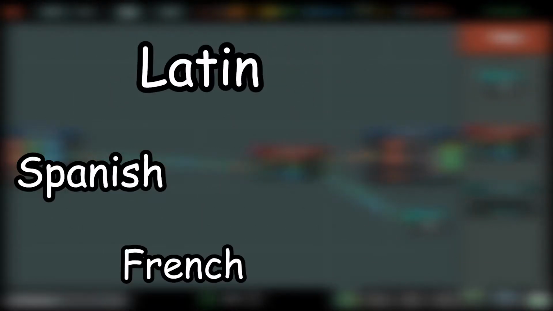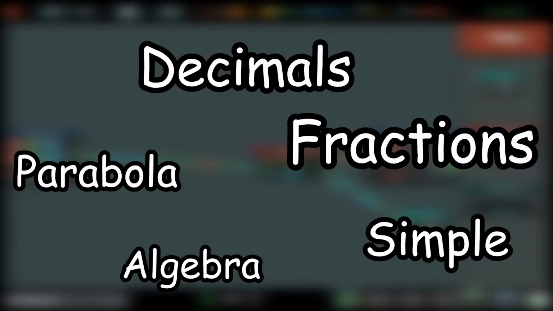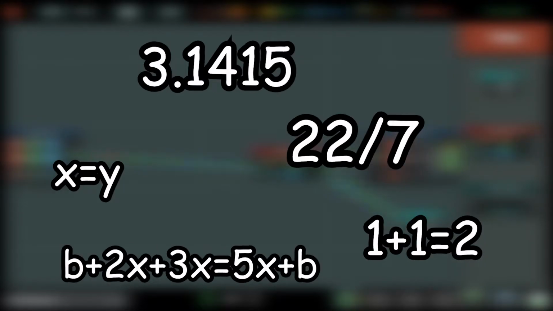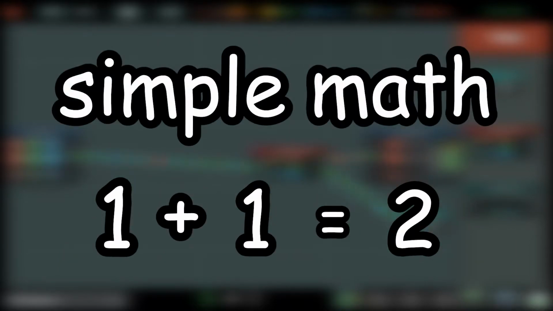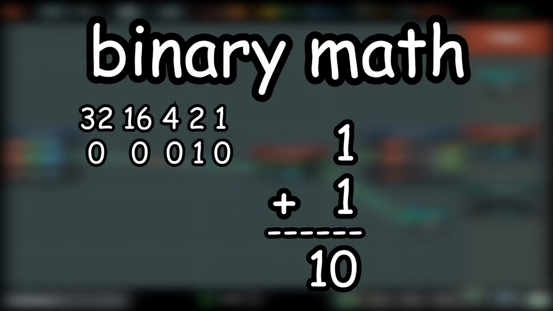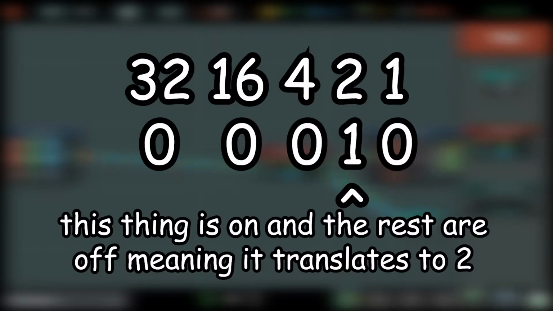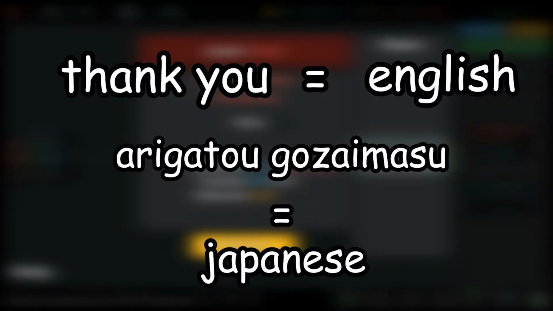Like some countries have different ways of interpreting words, math too has different ways of interpreting numbers depending on the area or field. 1 plus 1 is equal to 2 for simple mathematics, but 1 plus 1 is 10 for binary mathematics. That still translates to 2, but in a different way. Just like saying thank you in English and arigato gozaimasu in Japanese.